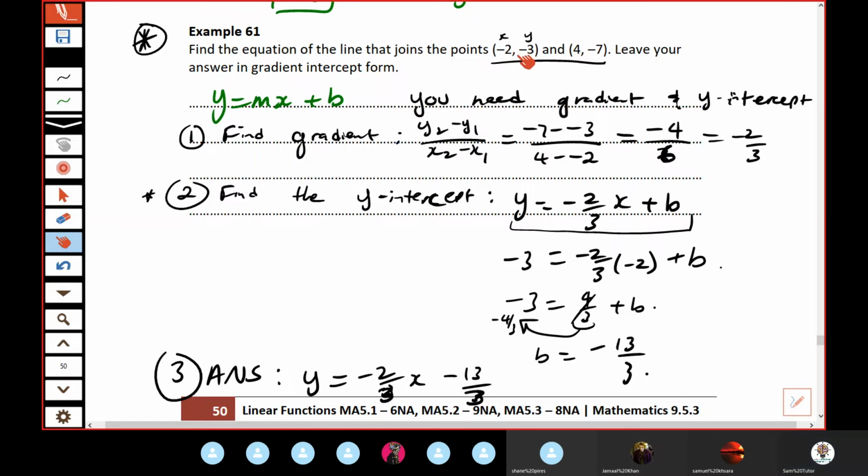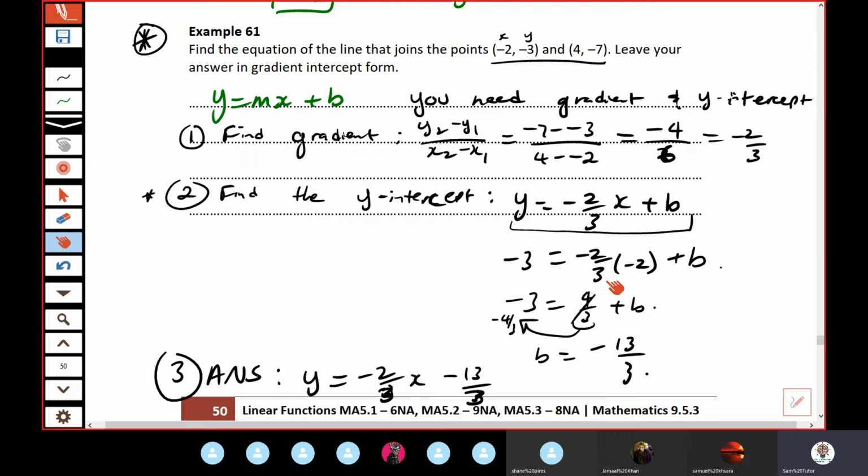Because this line goes through both points, it doesn't matter which one you pick. They both will work. So I picked this one, and I know x is -2 and y is -3. So I just replaced those. I don't know what b is; b is what I'm trying to look for. Anyone have any issues with the second line now? Good.